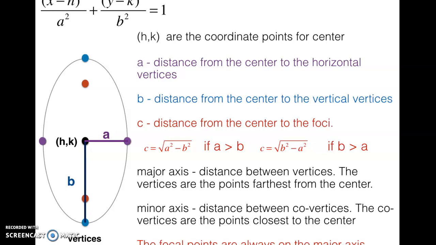The major axis is the distance between the vertices. The vertices are the points that are farthest away from the center. The minor axis is the distance between the co-vertices. The co-vertices are the points closest to the center. The focal points are always on the major axis.